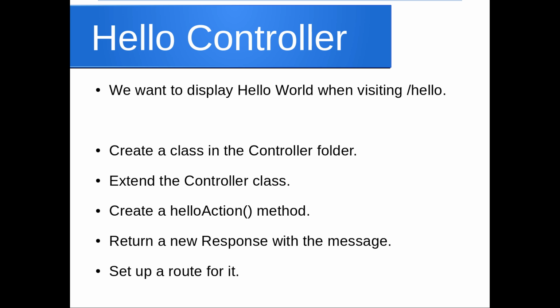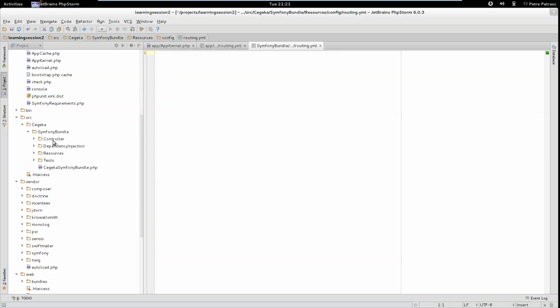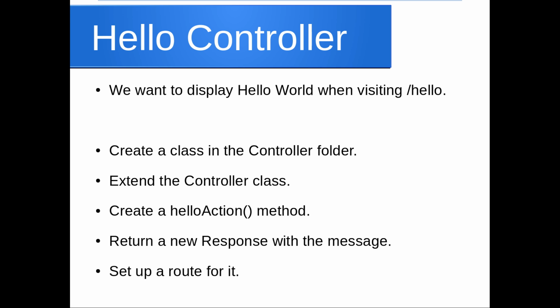So what this means is that we would like to display a hello world message when we visit the hello page /hello. And in order to do this, we're going to create a new class in the controller folder, which we've just seen, right over here. We're then going to extend the Symfony controller class, which is a component class. We're going to create a hello action method. We're going to return a new response with the hello world message. And finally, we're going to set up a route for it so we can see how content is directed.